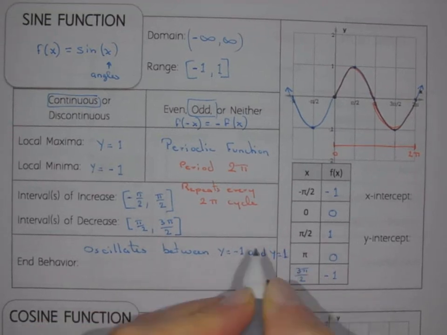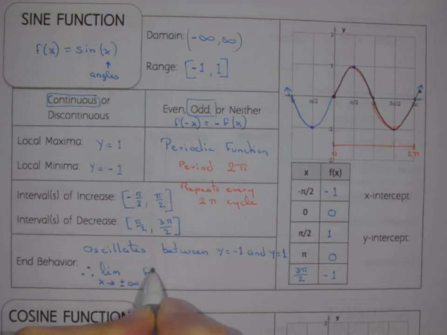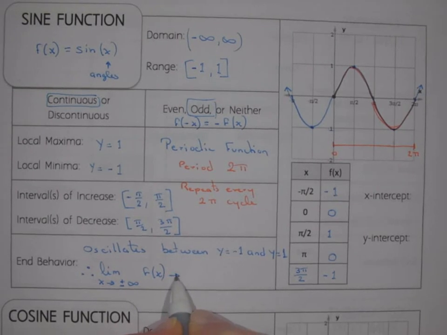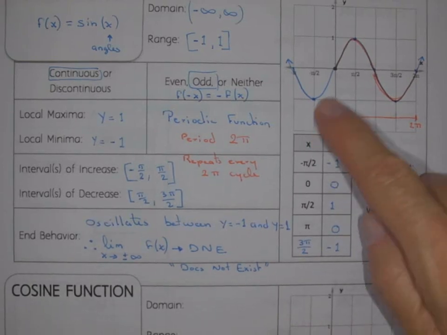right? So therefore, the limit as x approaches either side, either positive or negative infinity of f of x, does not exist. So we say DNE, and that stands for does not exist, meaning there is none. There is no end behavior, no specific value my function will settle at, because it's going to keep going up, down, between -1 and 1 indefinitely.